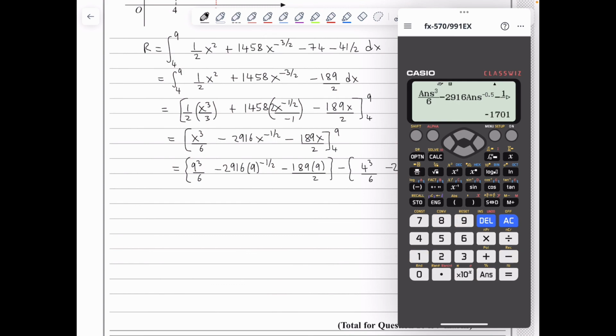So if I press the equal button, I get minus 1701. And then I'm going to do the same for the lower limit, but I will simply do 4 equals, and then I will press the up button here to obtain the expression I had before. Just press the equal sign, and I get the result of minus 5476 over 3. If I deduct one from the other, I get the final result of 373 over 3 squared units.